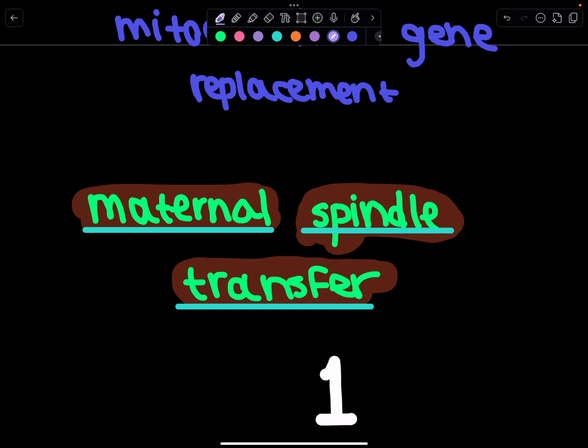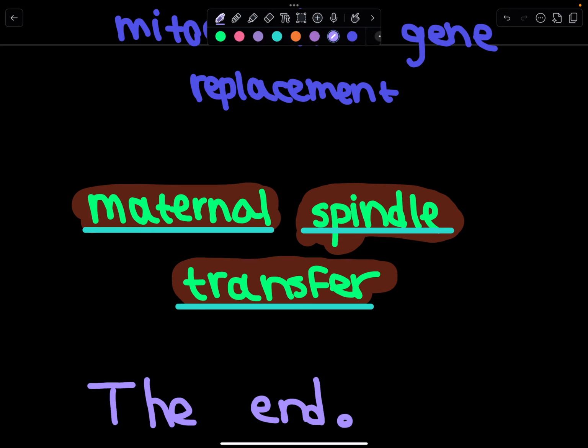The key takeaway is that mitochondrial diseases caused by faulty mitochondrial DNA disrupt energy production and can be prevented with techniques like maternal spindle transfer, which uses healthy donor mitochondria to avoid passing on these disorders. Want to wrap up with anything else before we close?